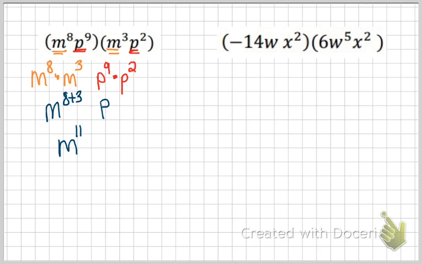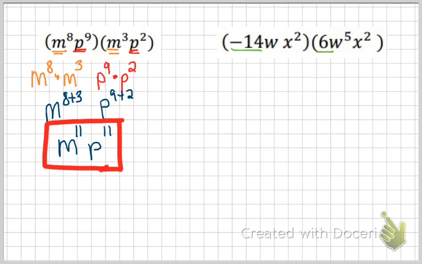Same thing with our p's. This becomes 9 plus 2, which so happens to also give us 11. So p to the 11, and that is our simplified answer. Nothing else we can do. Next one. So now we have coefficients.